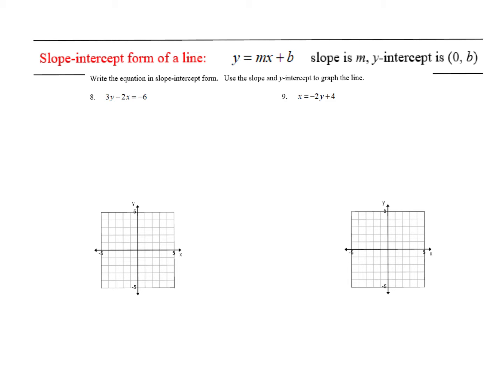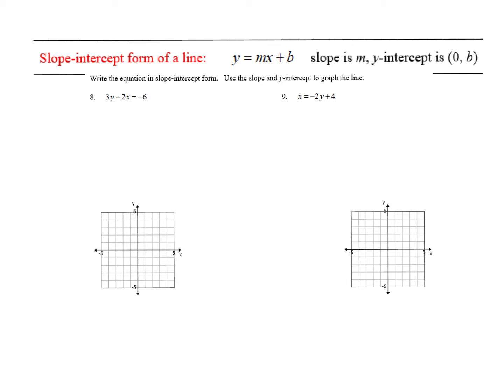So our next form of a line is going to be the slope-intercept form of a line. y equals mx plus b. m is going to represent the slope of the line, and b is going to be the y-intercept of the line. And how do we put equations of lines that are in standard form into slope-intercept form? We just solve for y. Now, we've practiced solving for y in previous lessons, so we're going to practice that some more. So let's look at that.